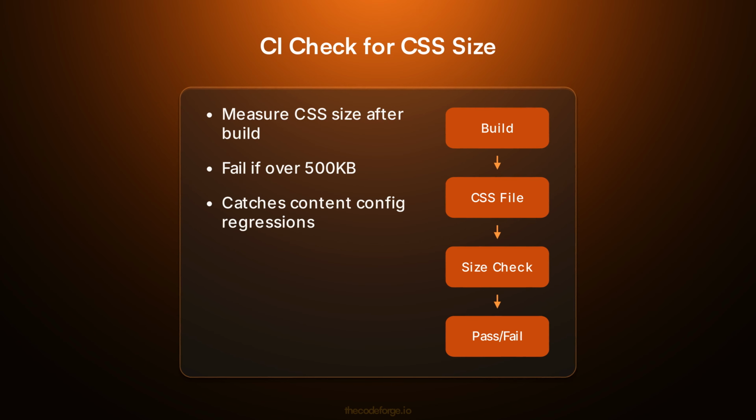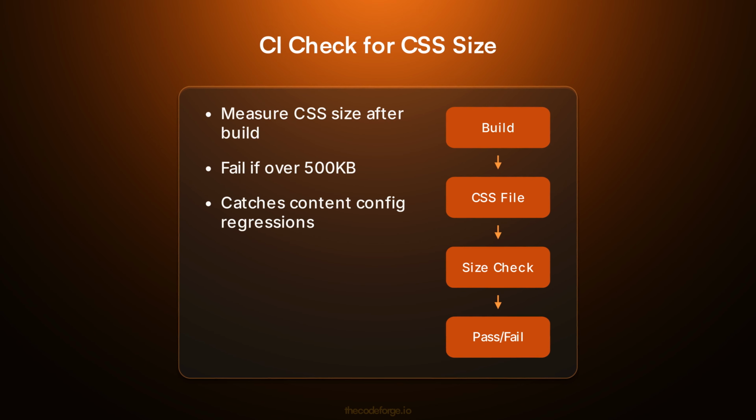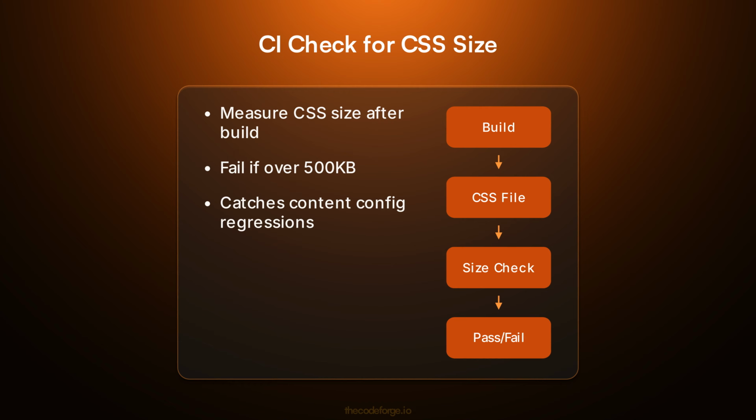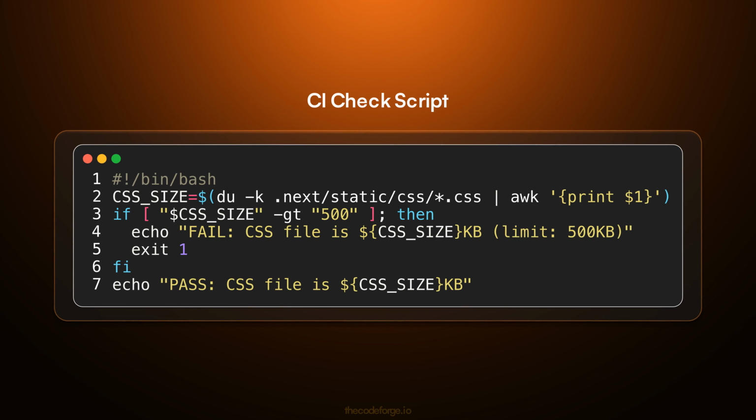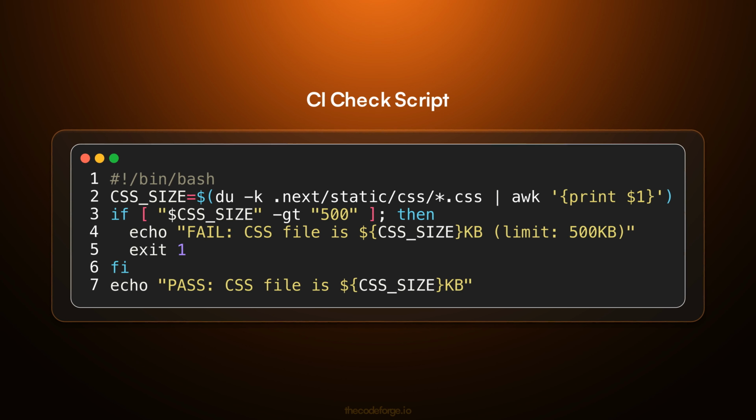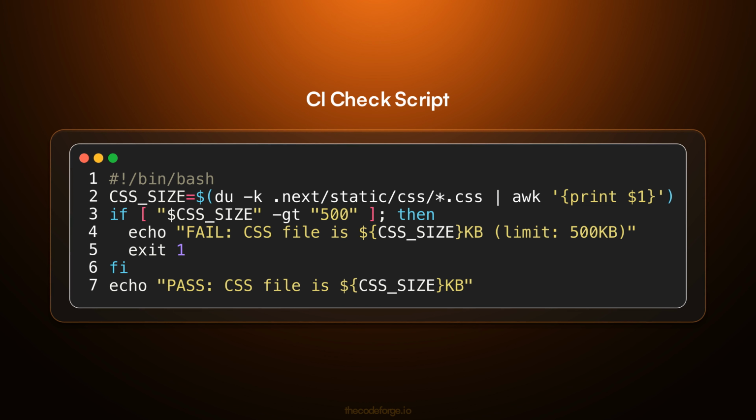After the 14 MB incident, the team added a CI check that measures the CSS output size after every build. If the CSS file exceeds 500 KB, the build fails. This catches content config regressions before they reach production. This simple bash script checks the CSS file size. Add it to your CI pipeline to automatically detect when the CSS file balloons due to a misconfigured content array.